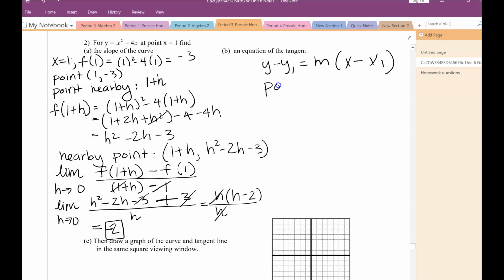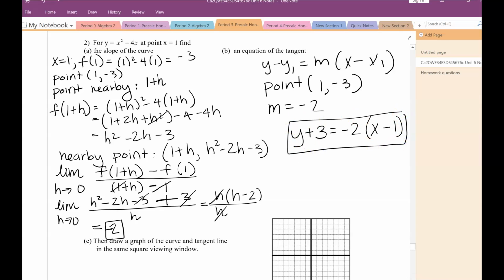Your point was what? 1 comma -3. Your slope was found using calculus, of what? -2. Let's plug it in. y minus -3 is really plus 3 equals, the slope is -2 times x minus 1. Box that up. In your book, it may have a y equals mx plus b form. It doesn't really matter, okay? Now, let's sketch it out to see if it kind of fits, okay?